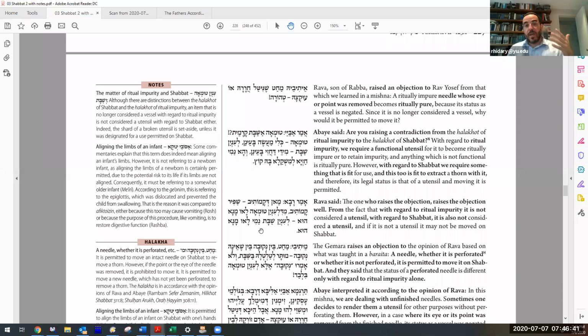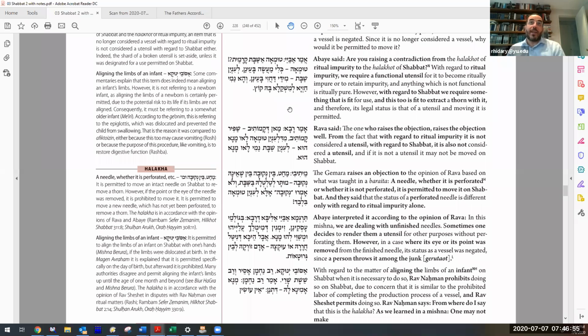And so his answer would be that if a needle is missing an eye, then you cannot use it to take out a thorn on Shabbat. It is mukseh, it's not a kli. Okay, so that's what Rava said. We're going to ask a question on Rava, and then actually his friend Abaye is going to answer it.